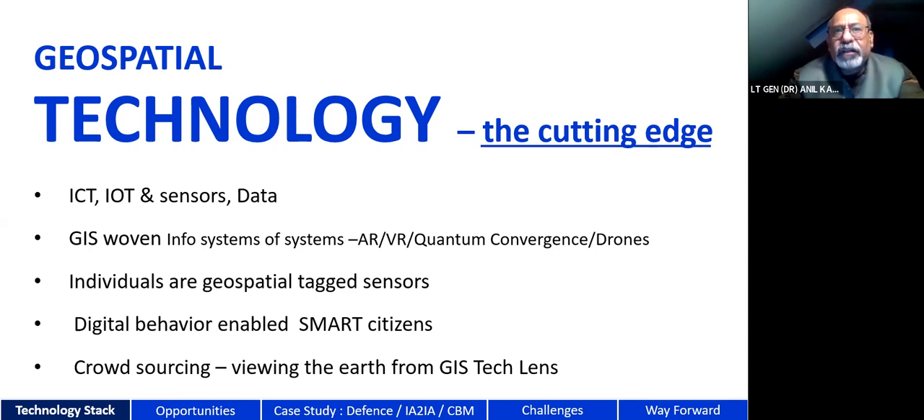And all of us who look at applications around it have to look at geospatial technologies as a bouquet of various technologies. It is just not the geographical information system. It is huge amount of electronics around it. It is huge amount of ICT around it. It is huge amount of software around it, and huge amount of data science, data engineering, and data analytics thrown in. To the extent that today we as individuals are also geospatial tagged sensors.